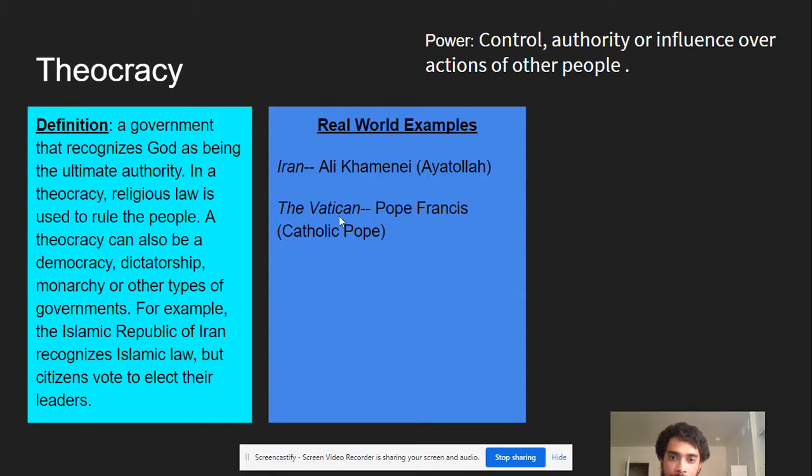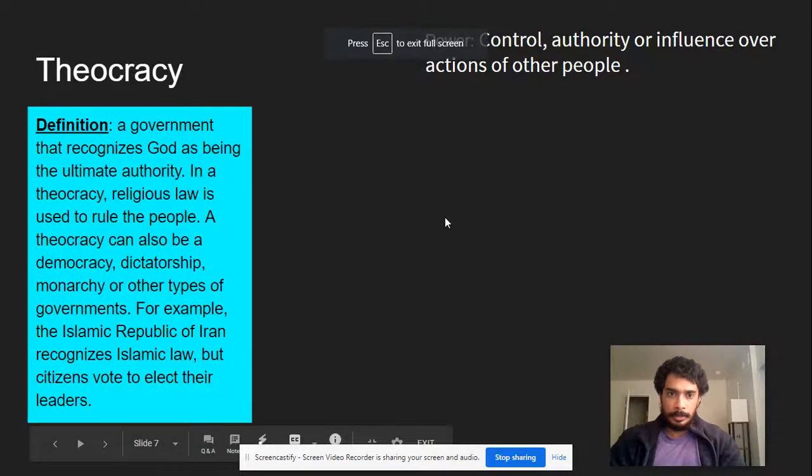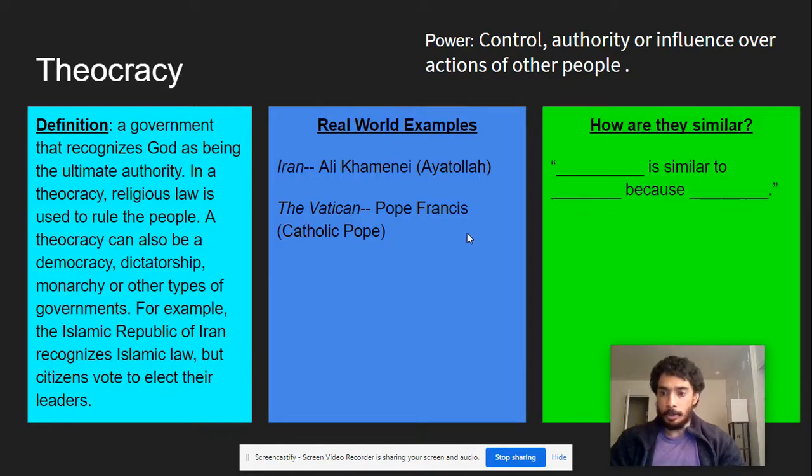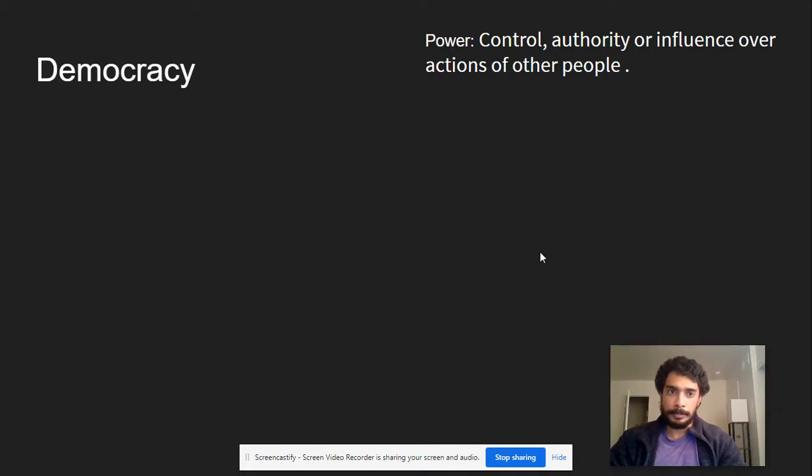In the Vatican, Pope Francis is the leader. He's a religious figure, which is why it's a theocracy. Next, I want you to answer the question: how are they similar? You can talk about monarchy, theocracy, or dictatorship. Use a sentence starter.